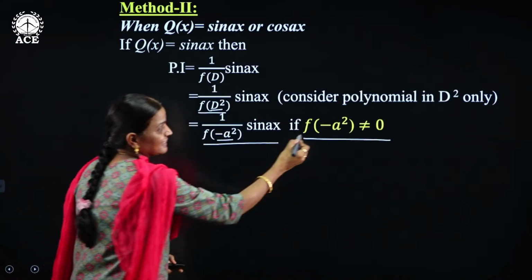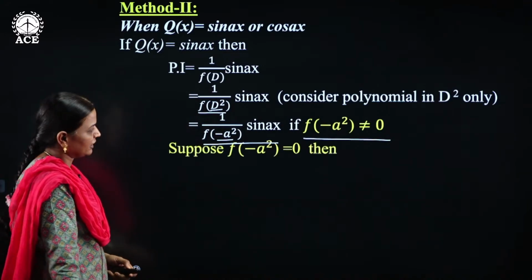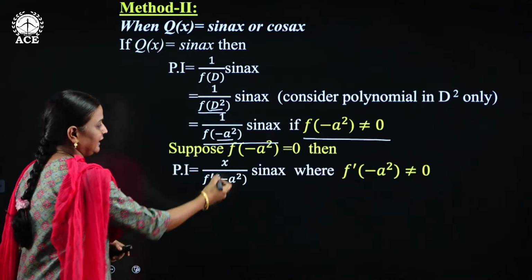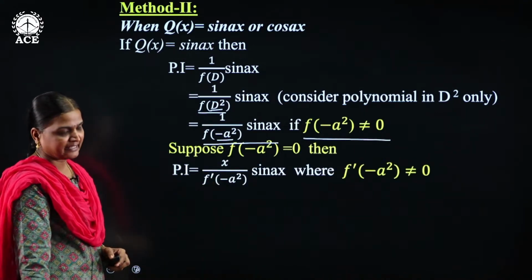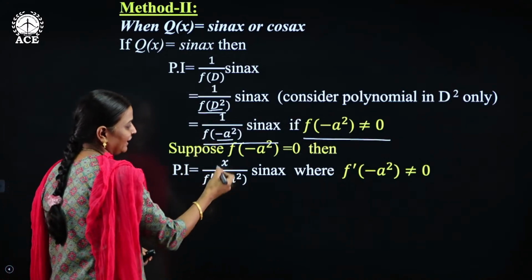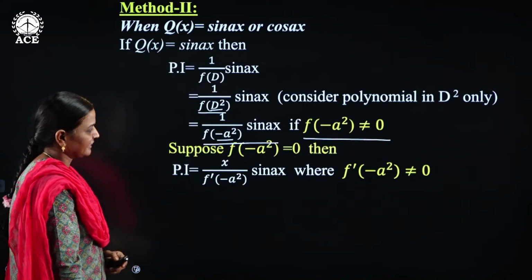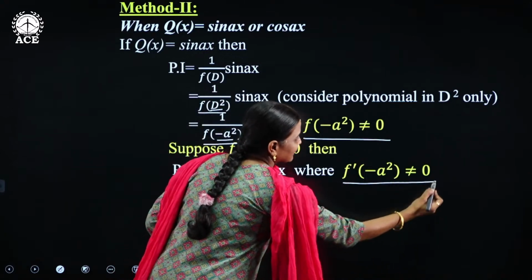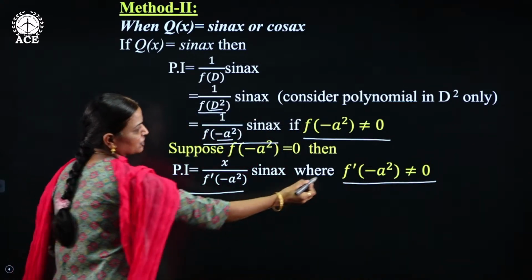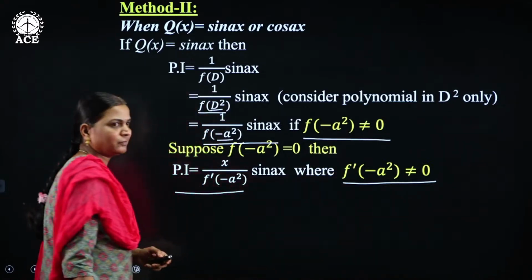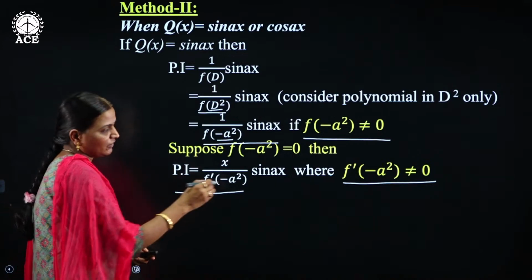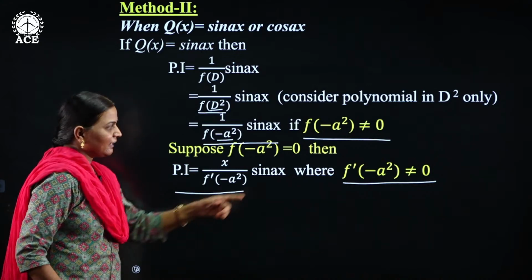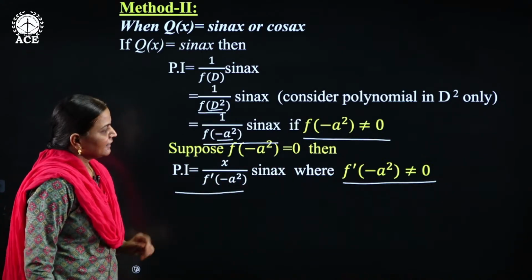Next, suppose f of minus a square is equal to 0. Then how do we write the particular integral? It is x by f dash of minus a square. That means find f dash of D and replace D square by minus a square. We write this formula provided f dash of minus a square is not equal to 0. These conditions are important. If these are equal to 0, the particular integral does not exist. That's why carefully check whether these conditions are equal to 0 or not. This is the particular integral when the denominator f dash of minus a square is not equal to 0.